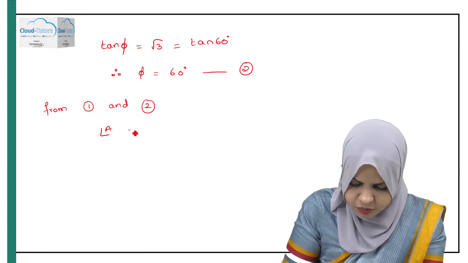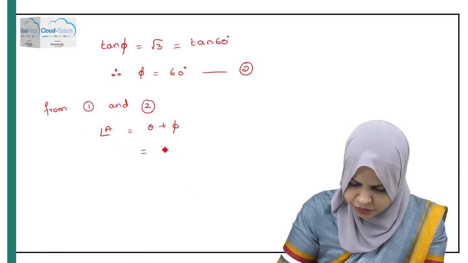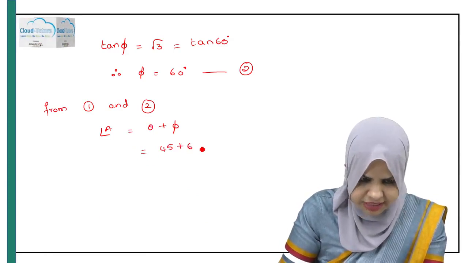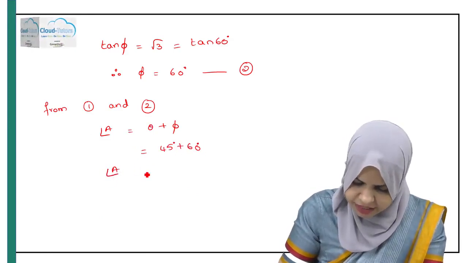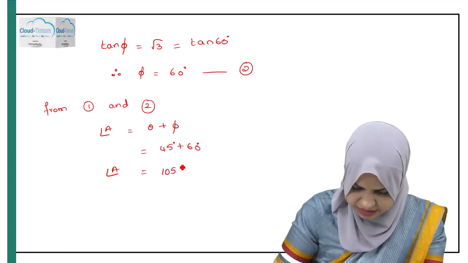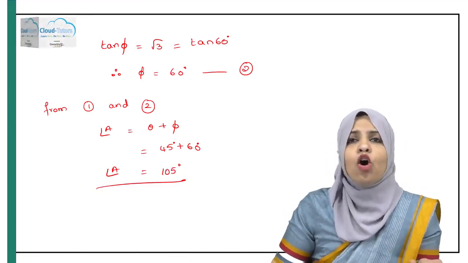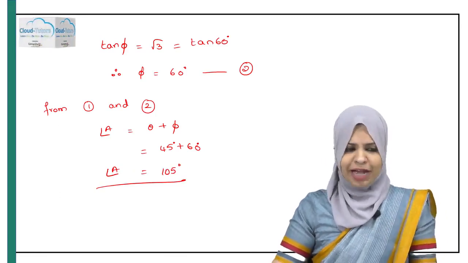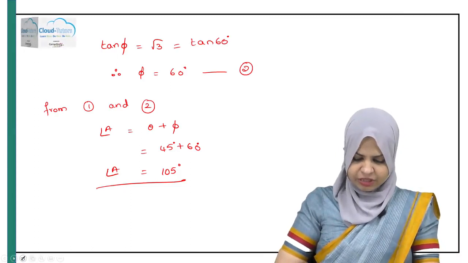from 1 and 2, angle A is equal to theta plus phi, and that is equal to 45 plus 60 degrees, right? Angle A will be equal to 105 degrees, and definitely angle A is an obtuse angle. I hope you all would have followed this. All right, let's move on to the next question now.